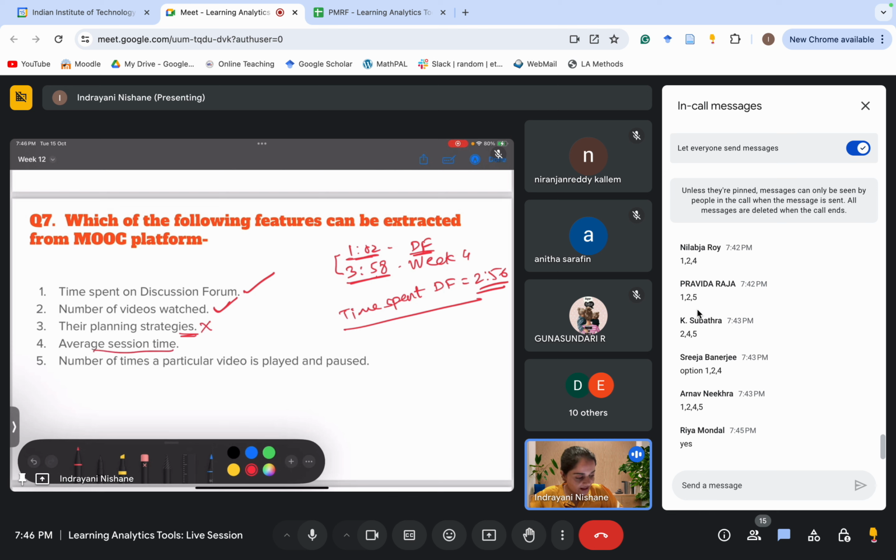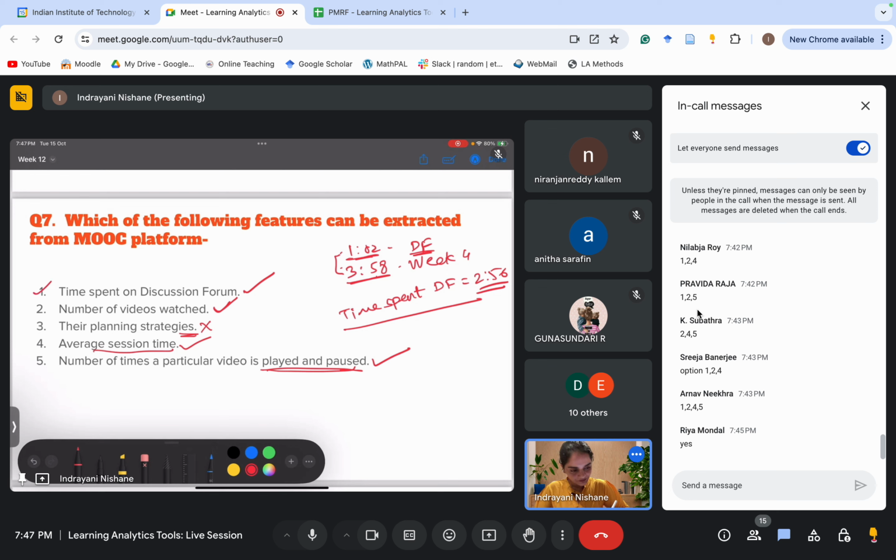Then average session time. Based on the timestamps, can we compute how much time they are spending on each session when they are logging in? Of course we can compute that. Then last option, number of times a particular video is played and paused, because we are capturing every action including play and pause. So we can capture how many times a student has paused a particular video, and how many times they have replayed it. We can count how many times these actions were taken by the students, so this also we can do using log data.